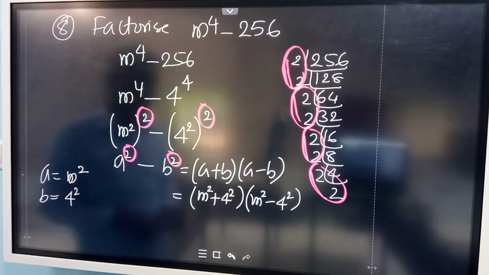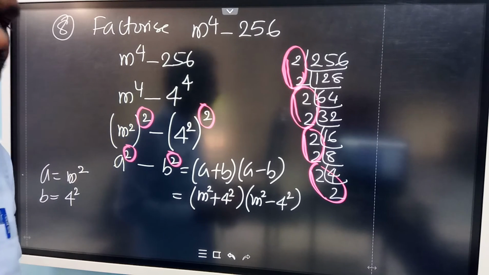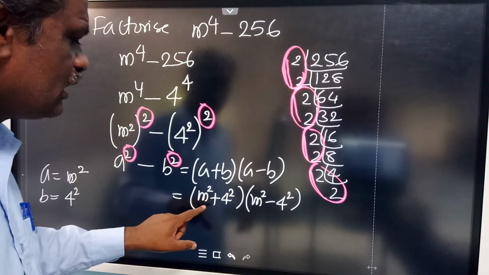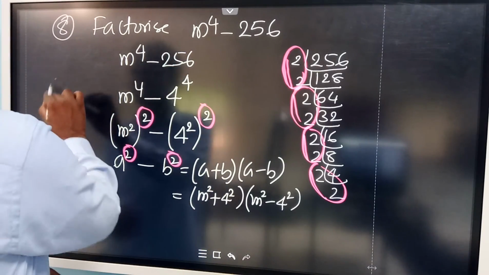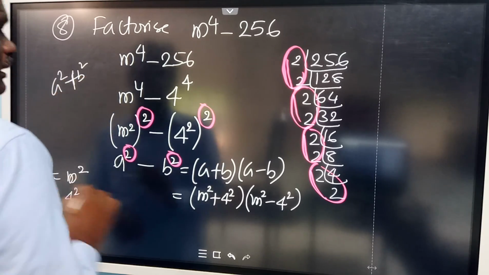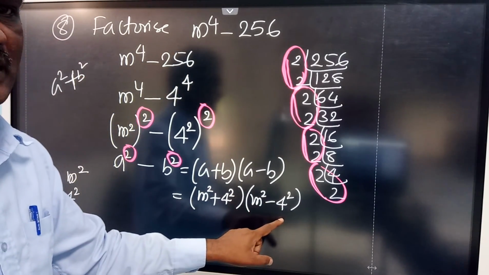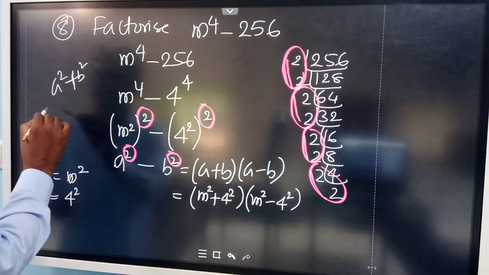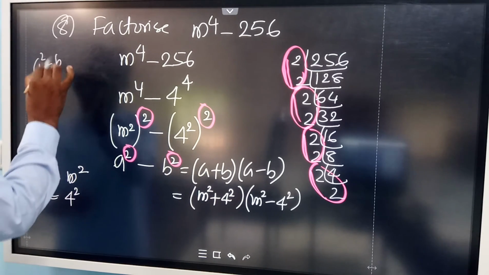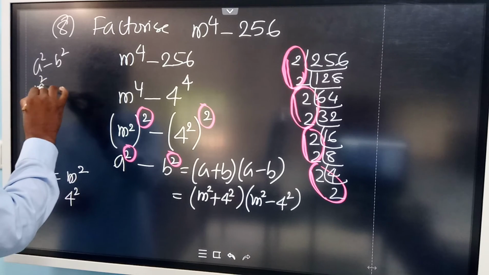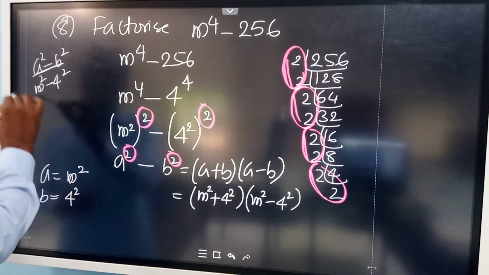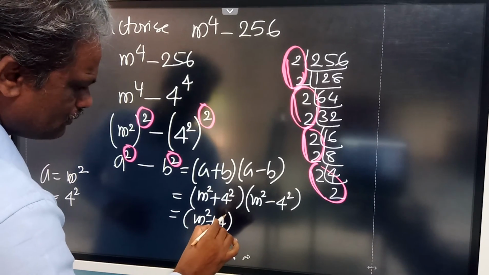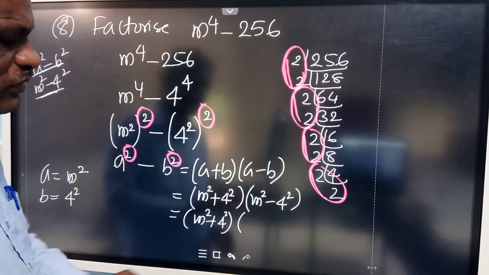Now, can you simplify further? Is it possible to simplify further? See, we don't have a formula for a square plus b square. But look at this: m square minus 4 square is again in the form of a square minus b square. So let me write m square plus 4 square as it is, and simplify m square minus 4 square.